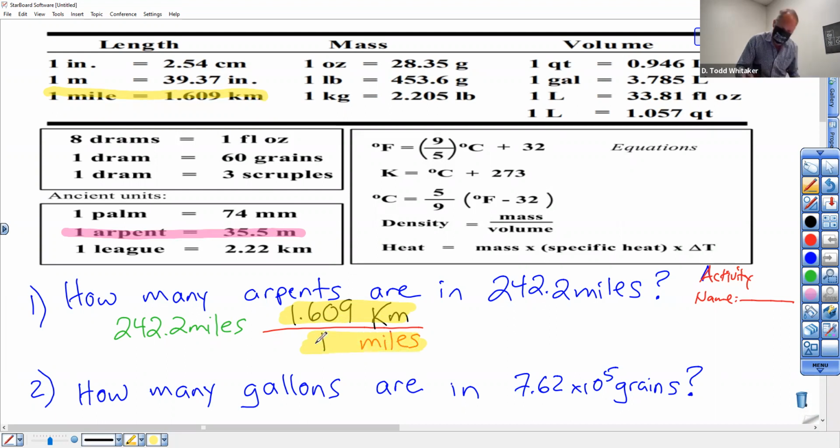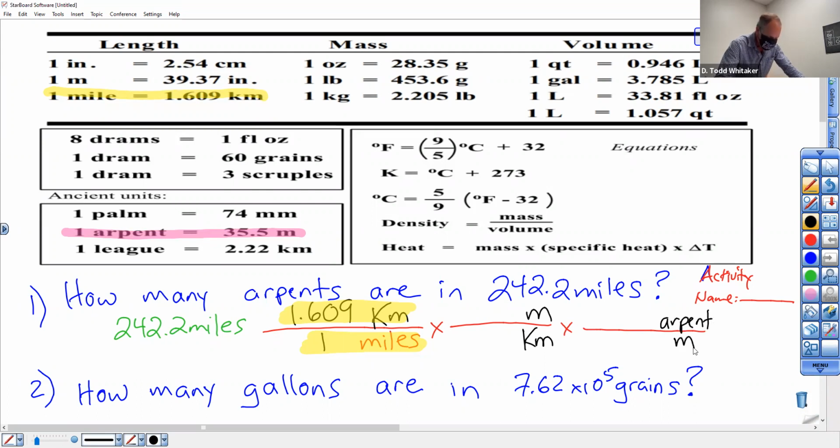Conversion factor. Now I can get rid of, well, you always know what you're getting rid of. The thing you have left on the top. Getting rid of kilometers, getting me to, anybody? Meters, that's right. Because arpents will be in my future. Once I get to meters, arpents are in my future. Arpent is related to meters in the fact that 1 arpent is the same as 35.5 meters. There's your pink highlighter. You don't get a highlighter for the conversion in the middle because it's one you have to know.